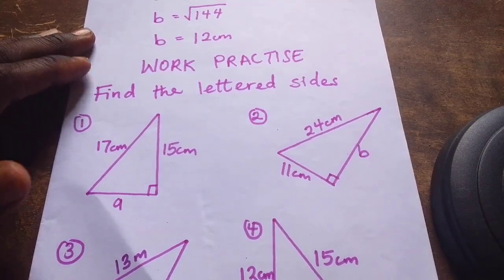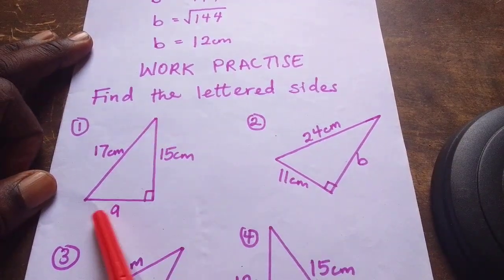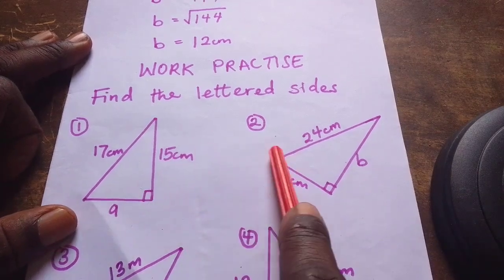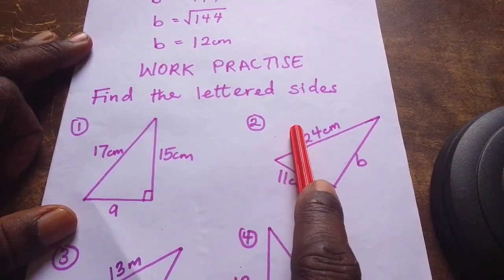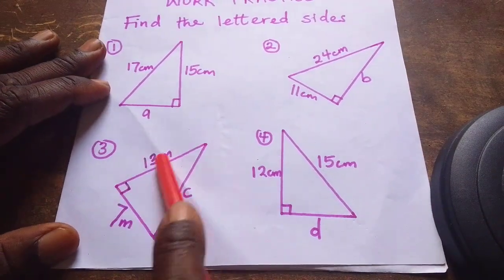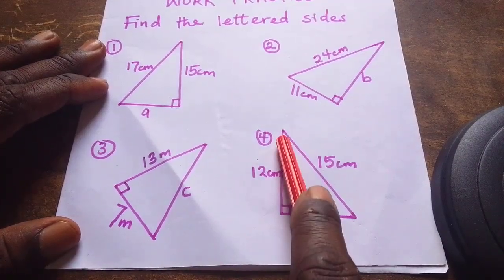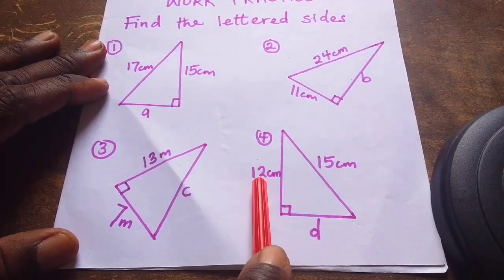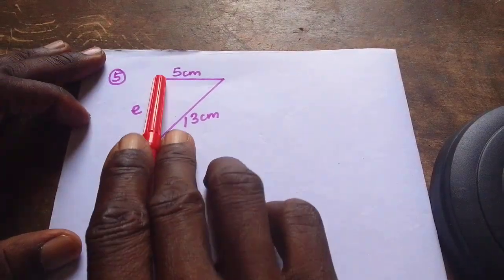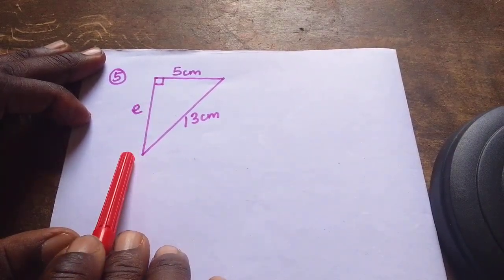For the work practice, you are going to do this. Find the side. In this right angle triangle, this is 17 centimeter, 15 centimeter. Find the side A. In this right angle triangle, this is 24 centimeter, this is 11 centimeter. Find the side B. In this right angle triangle, this side is C, this is 13 meters, this is 7 meters. In this one, we have 12 centimeter, this is D, and this is 15 centimeter. In this right angle triangle, this side is 5 centimeter, this is 13, and this is E.